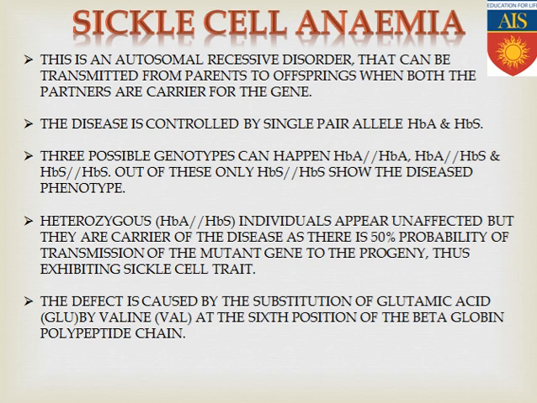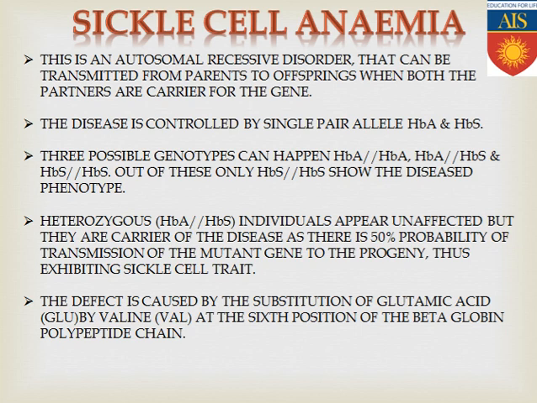But they also have one more advantage. Due to the presence of the HbA HbS genotype, they are not getting affected by the malarial pathogen, that is Plasmodium, because not all the RBCs are round-shaped biconvex; 50% are biconvex and 50% are sickle shaped, so obviously the malarial pathogen will not attack them, and they will never suffer from malaria-type diseases. Keep it in your mind, the heterozygous individuals appear unaffected, but they are carriers of the disease, as there is a 50% probability of transmission of the mutant gene to the progeny, thus exhibiting the sickle cell trait.